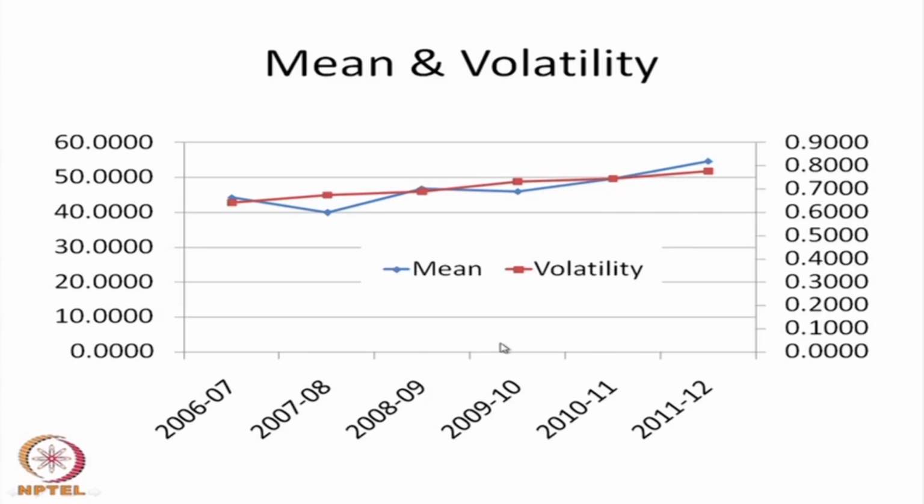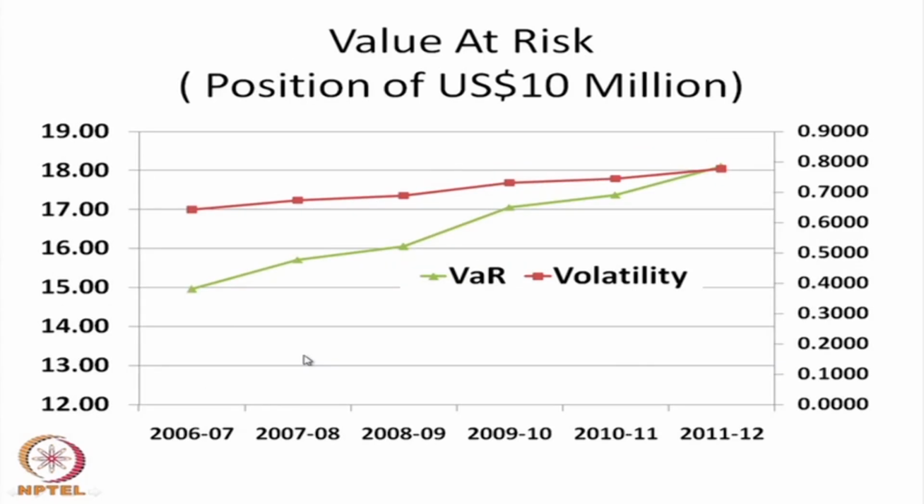If you use the mean and volatility and try to find the VaR, the value at risk, I tried to find the value at risk of the Indian rupee, and I found the value at risk for $10 million.